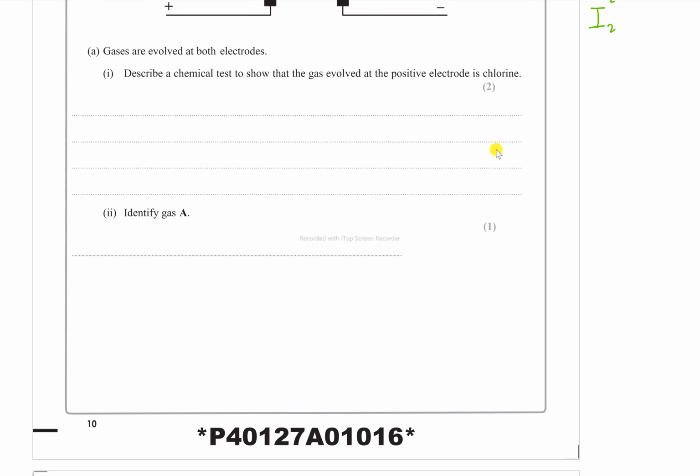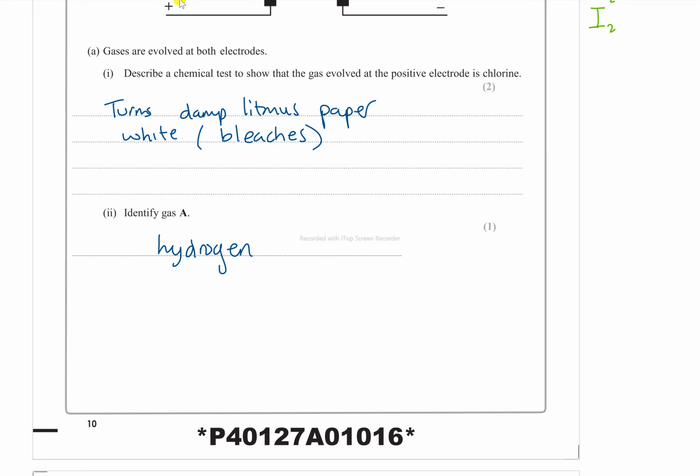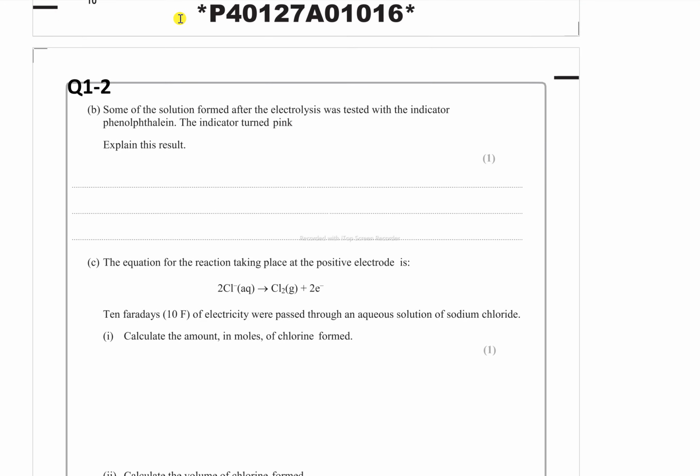So describe a test at the positive, which is chlorine. So what's the test for chlorine? It turns damp litmus paper white, or it bleaches it. I can never spell bleaches. Right, gas A will be hydrogen because of the way we've just described it.